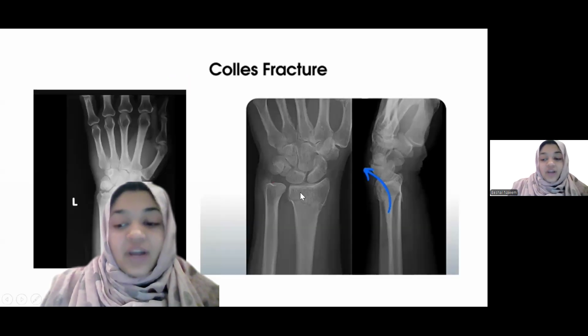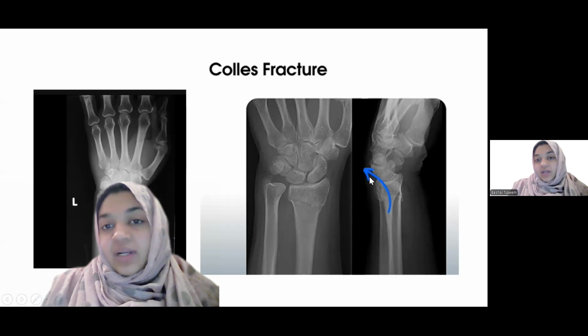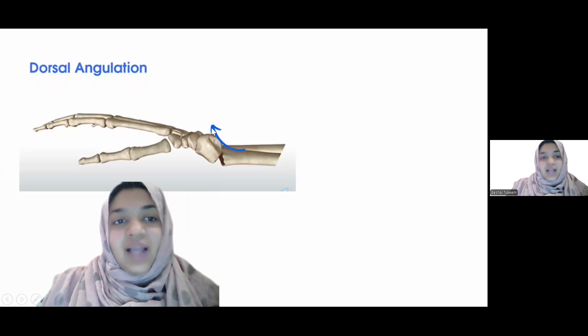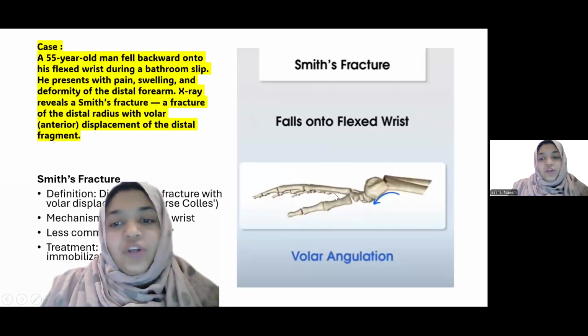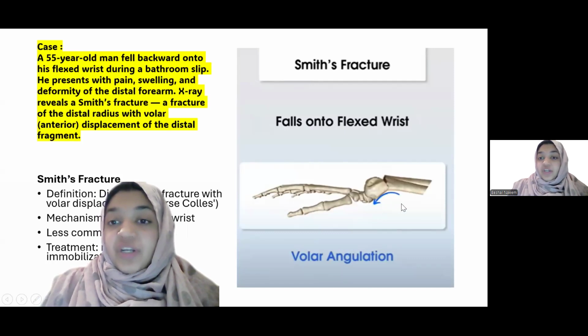Moving on to the Colles fracture. We're still at the Colles fracture. You can see the same image here, and they're showing you on a lateral X-ray that this is dorsally displaced, right? The radius is always dorsally displaced. Here also, they're trying to show you the dorsal angulation of the displaced fractured radius. Moving on, now we have the Smith's fracture. Now look closely, there's a volar displacement of the radius when it comes to the Smith's fracture, because you're falling onto the flexed hand.